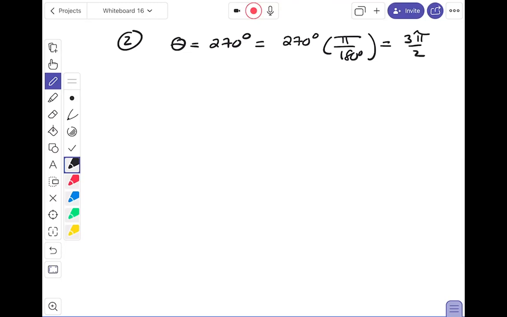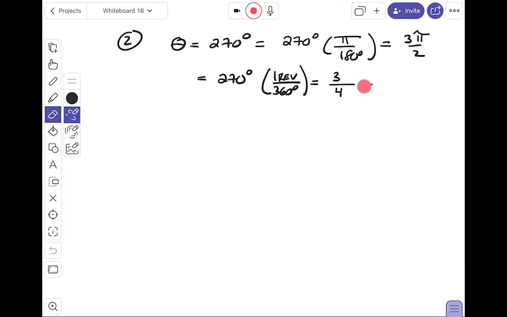I'm also going to put the revolutions down. And I'm going to say 1 rev every 360 degrees. 90 goes into that 4 times, and it goes into 270 3 times. So 3/4 of a revolution. Let me erase this over here. I write the word rev down.